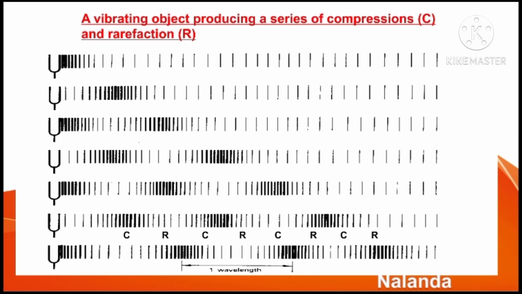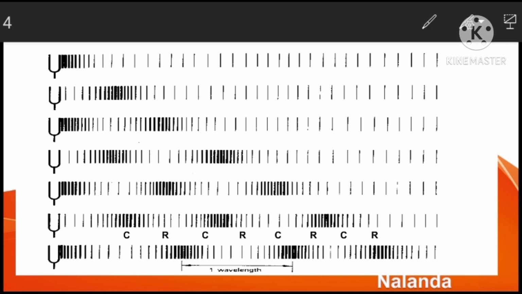In this diagram, the vibrating object is producing a series of compressions and rarefactions, as you can see. In the first diagram, the compression regions were closer to the vibrating object. Now the compressions are moving forward and forward. These are the regions of compressions and rarefactions.